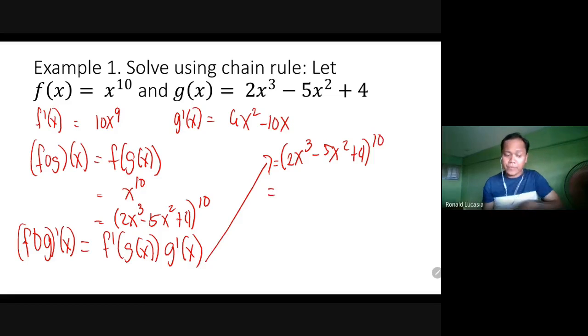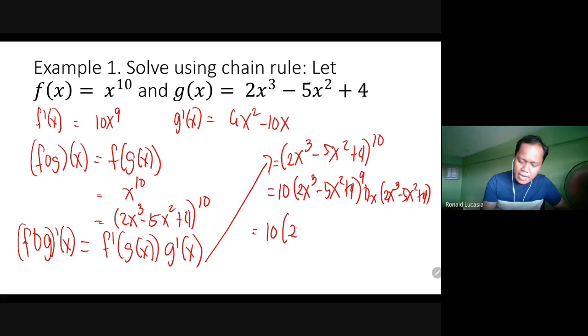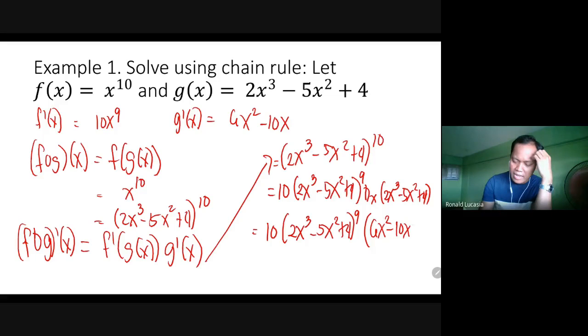So by chain rule, how do we do chain rule here? That's 10, 2x cubed minus 5x squared plus 4. Ang 10, that will be 10 minus 1, that's 9. And then the derivative of 2x cubed minus 5x squared plus 4. So the final answer would be 10, 2x cubed minus 5x squared plus 4 raised to the 9th power. In the derivative of our g of x na compute na natin kanina, that's 6x squared minus 10x. And this is now the final answer.